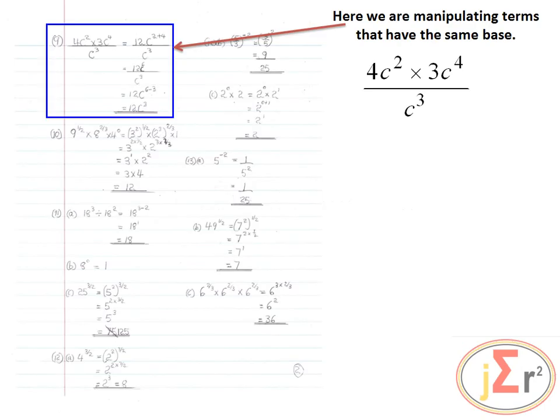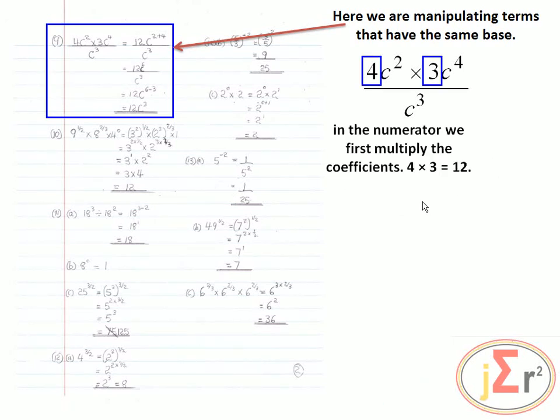Here we are manipulating terms that have the same base. Notice that in the case that we have indices represented, we also have the bases that all turn out to be the same.